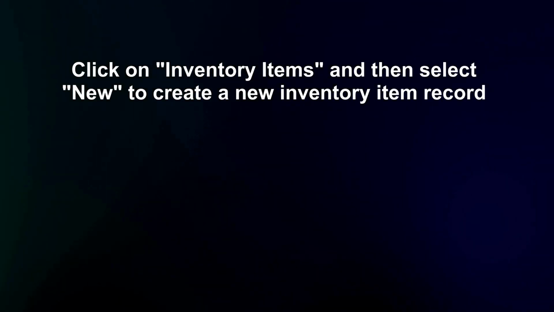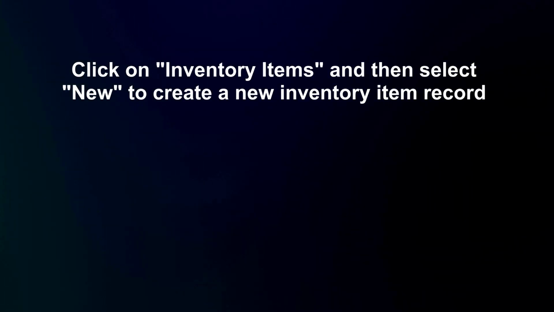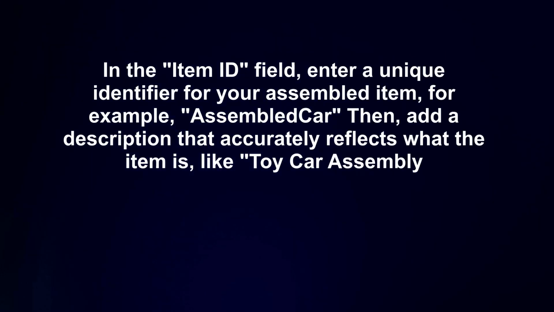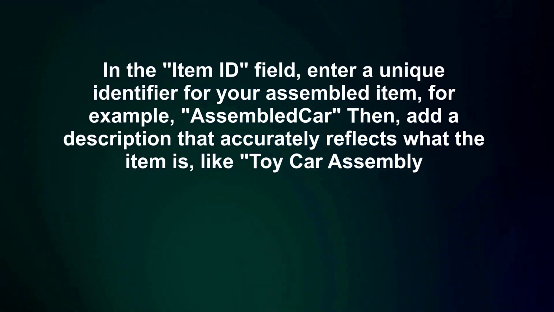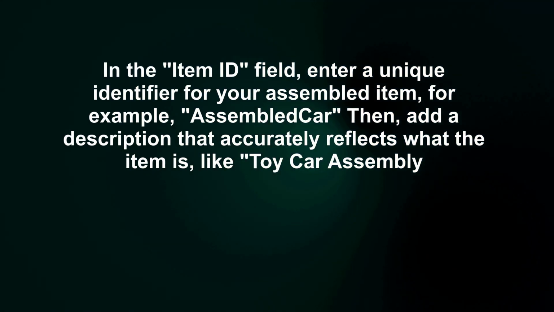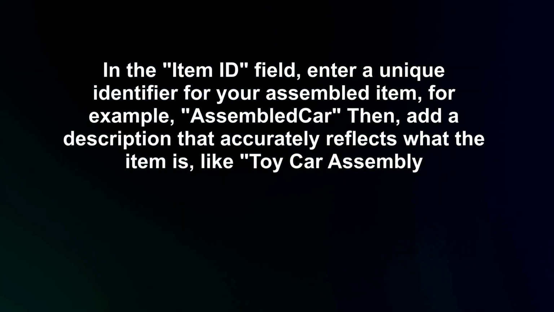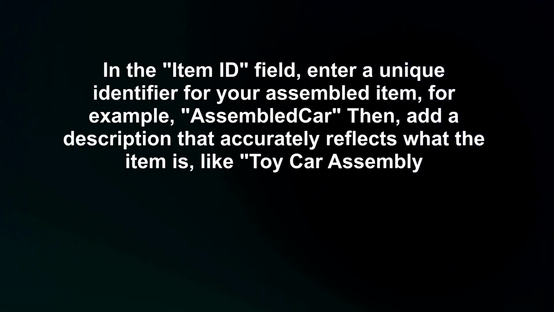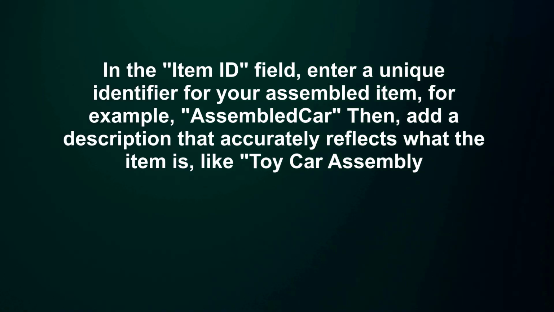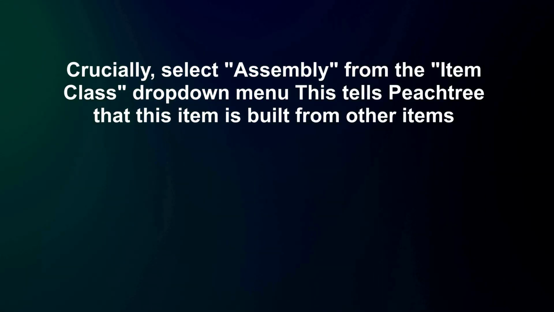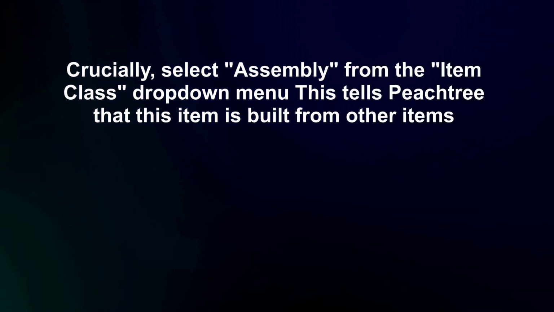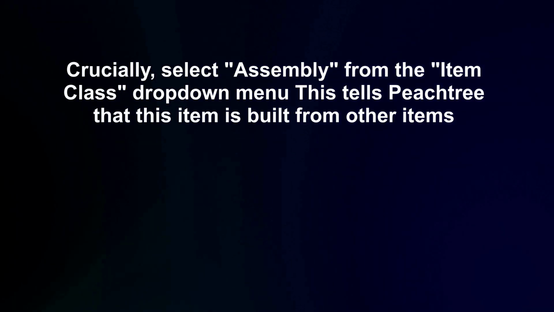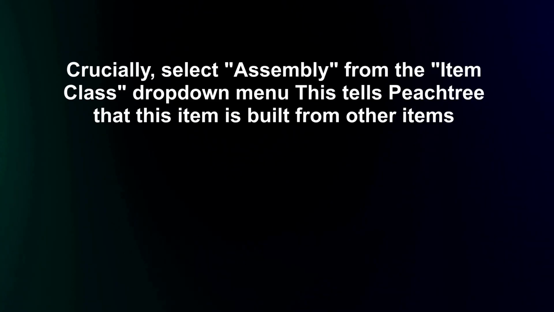Click on Inventory Items and then select New to create a new inventory item record. In the Item ID field, enter a unique identifier for your assembled item, for example, assembled car, then add a description that accurately reflects what the item is, like toy car assembly. Crucially, select assembly from the item class drop-down menu. This tells Peachtree that this item is built from other items.